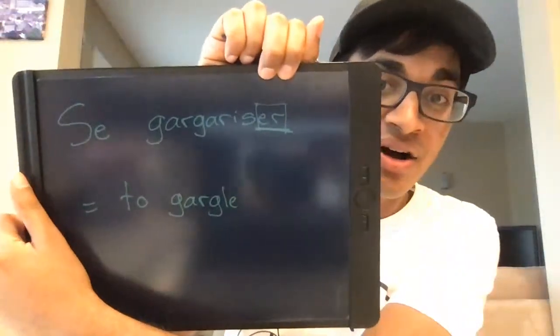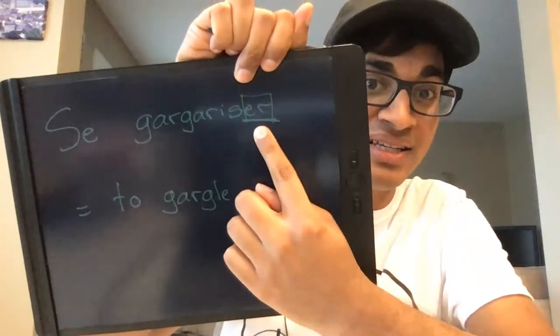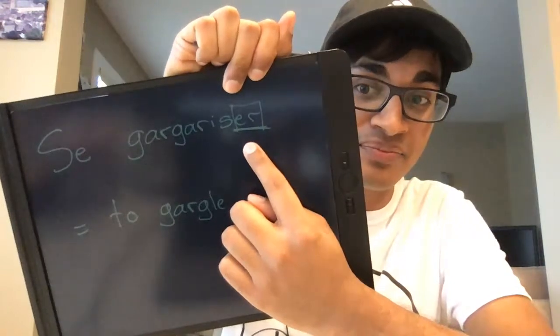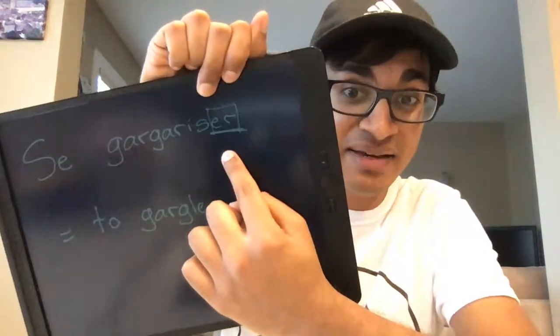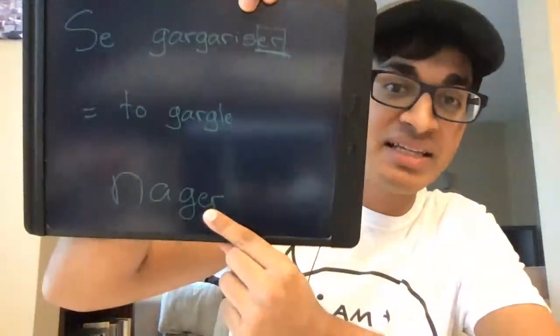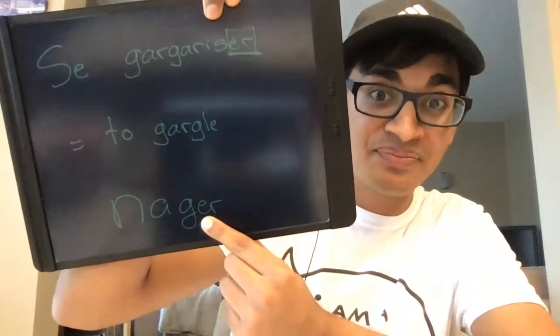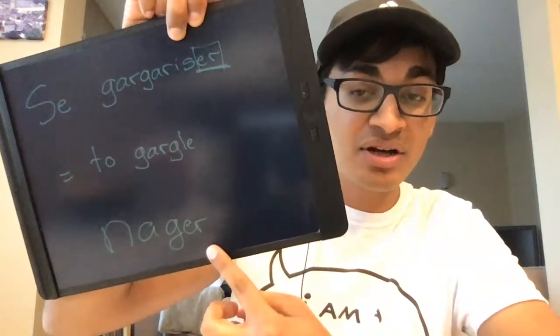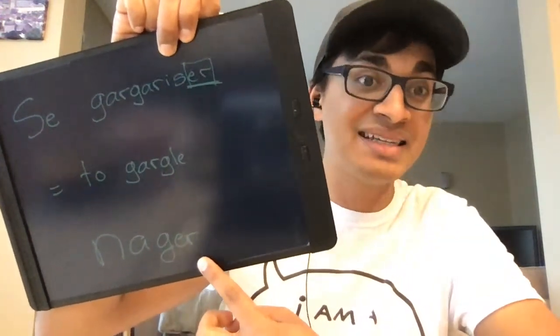I'll point out a small pronunciation point. This is worth writing down in your notes. I'll make a box around it here. Anything that ends in an ER in French, like here, anything that has an ER ending is pronounced E, right? So gargariser. We also saw earlier, nager, swim. Notice again, ER at the end. Se gargariser, ER at the end, nager, ER at the end. So that ER at the end is E.